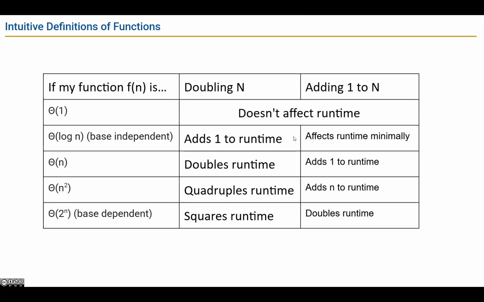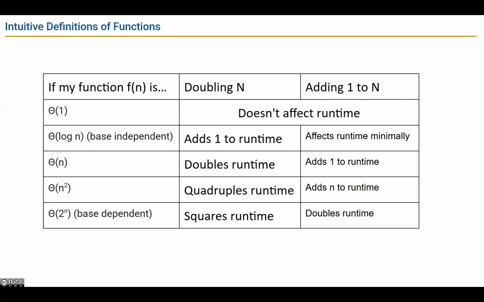So the last slide from last week was this quick statement of what the main theta classes you'll see look like. For example, theta 1 is just a constant function. Regardless of how you change the value of n, it's not going to affect the value of the function, or it's going to affect it minimally. If you have a theta log n, every time you double the size of the input, you're generally going to be adding 1 unit of work. Every time you add 1 to the input, you're not really affecting the runtime too much.